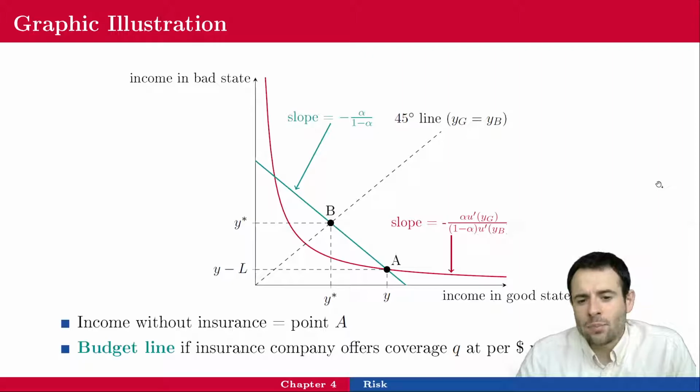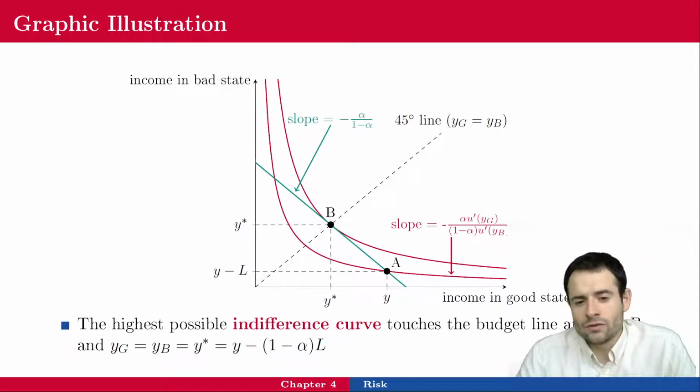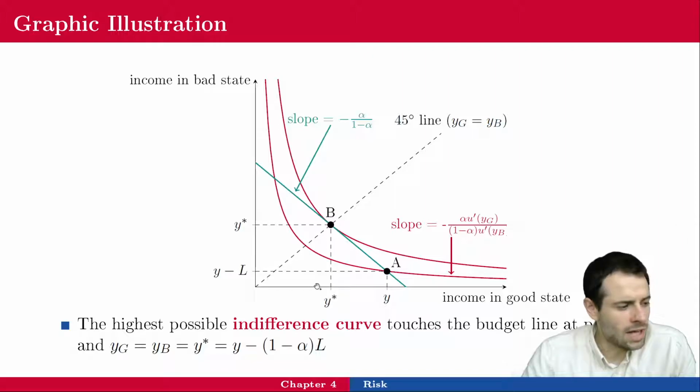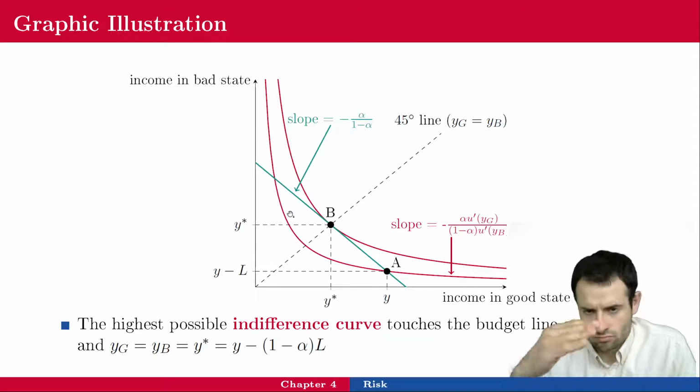Now, at that point B, what is the corresponding indifference curve? Well, it's going to be this red indifference curve. And you can see that it is higher than the original indifference curve, which happened under no insurance. And you can see that this indifference curve is the highest possible indifference curve that touches the budget set. The budget set is given by this blue line and any point below.